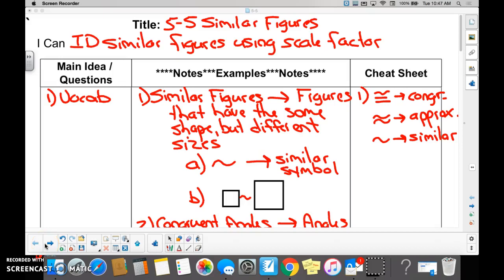5-5 similar figures. I can identify similar figures using scale factor. Okay, cool. Can you do that?